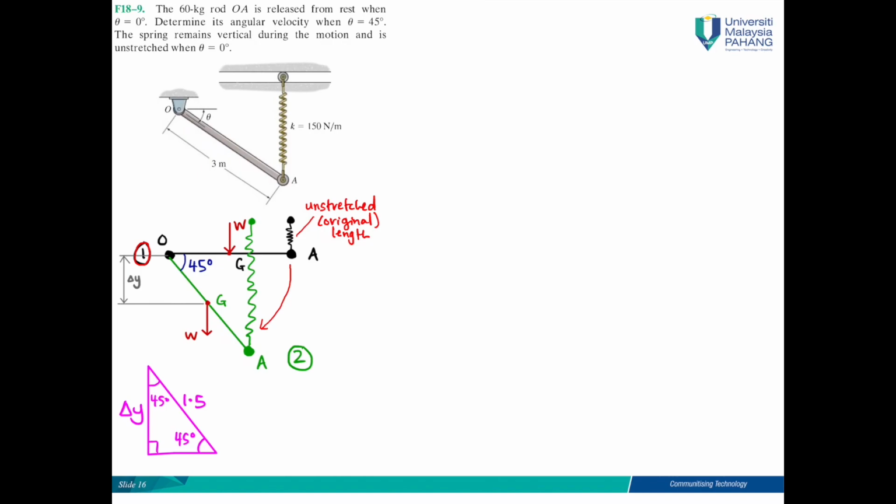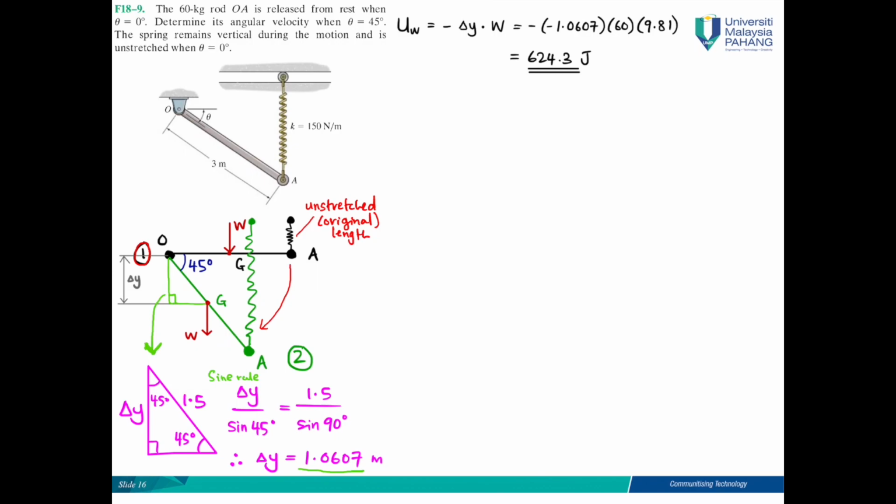So we will take a small triangle here and bring it to here to determine the value of delta y. Basically you have delta y here, you have 45 degrees over here and also down there, and this is 90 degrees here. From this we can use the sine rule. Using sine rule, we can get the value of delta y to be equal to 1.06 meter. Once we have the value of delta y, you can key in the equation to calculate the work done by the weight.